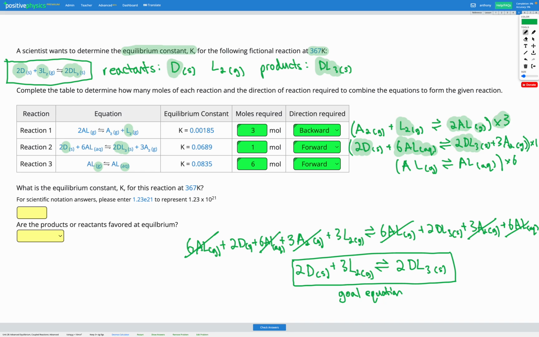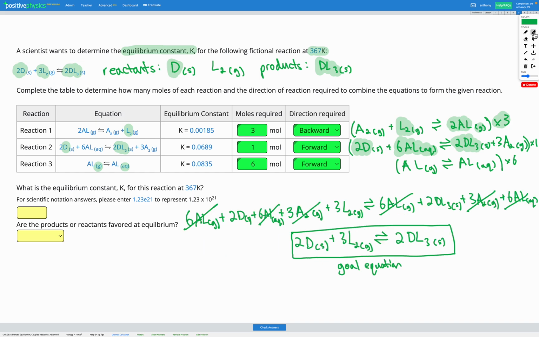So adding all the steps up like that is a way of checking to make sure that we got the moles and direction for each reaction step correct. Lastly, we're asked what is the equilibrium constant K for this reaction at 367 Kelvin. So this is where we're going to be combining the equilibrium constants for steps 1, 2, and 3 using our number of moles and direction for each step.